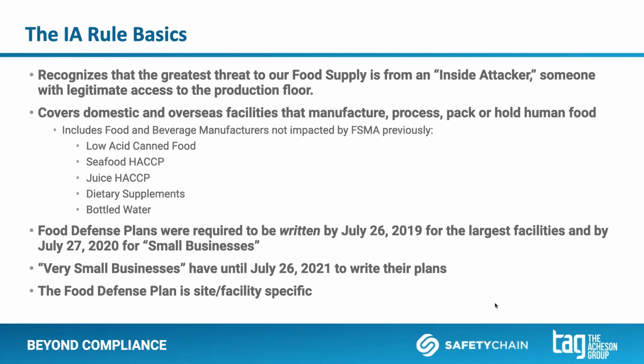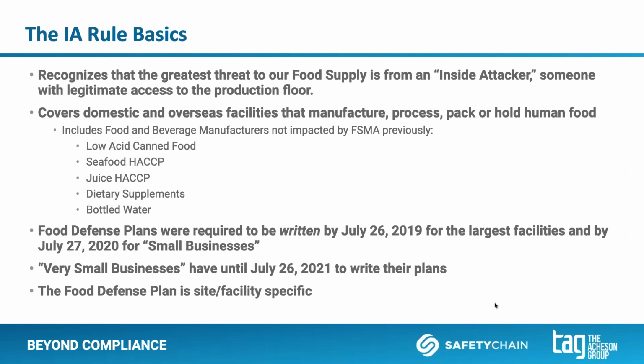Some basics about the intentional adulteration rule. It recognizes that the greatest threat to our food supply truly is from an inside attacker, somebody who has legitimate access to your site. It covers domestic facilities as well as facilities outside of America. So if you work for a company or you import food from a company from outside the United States, they too have to have a written food defense plan that meets the intentional adulteration rule.